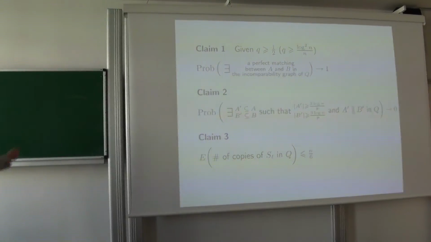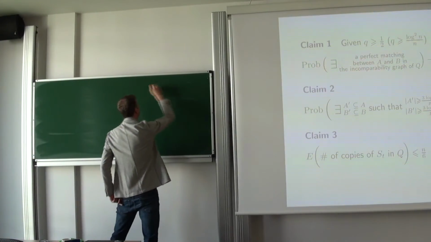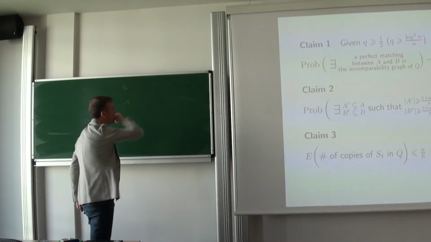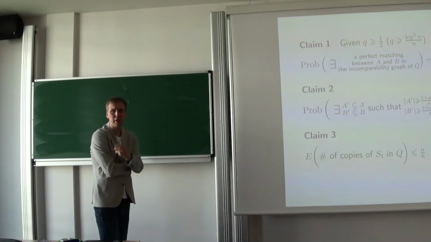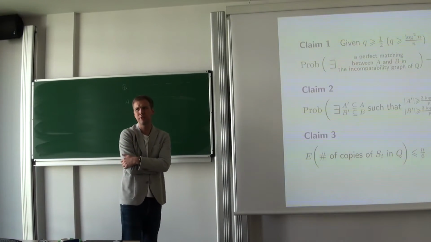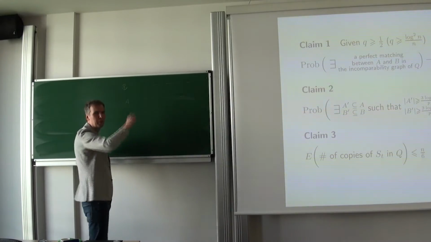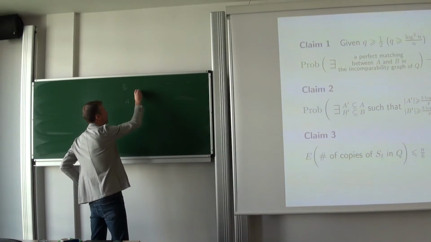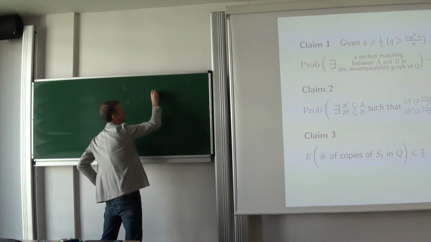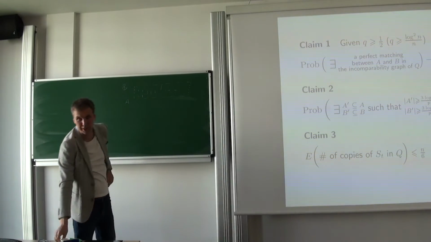If you look at the A's and the B's and you look at the incomparability graph, so the complement of the comparability graph, then almost surely you will find a perfect matching between A and B. Almost surely you find incomparable pairs like this. Okay? That's claim number 1.